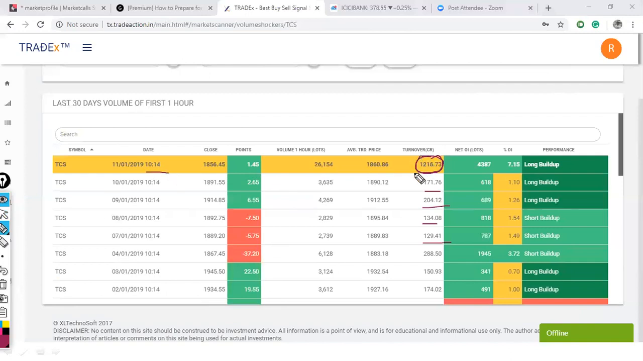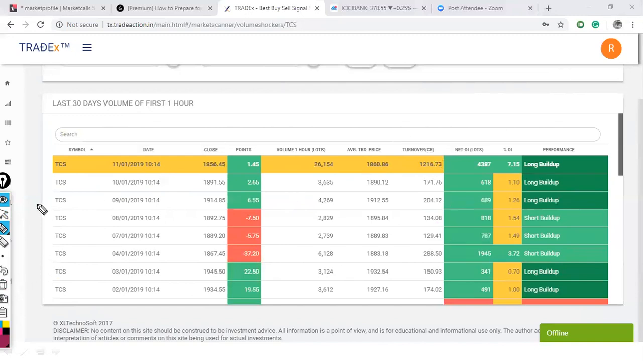If the turnover is more than the last 30 days of first 1 hour turnover, it measures all the first 1 hour turnover, and if the day's turnover is more than the last 30 days' average turnover, then in that case it gets highlighted. This scanner usually gets updated around 10:25 or so. By 10:25 you'll be able to get a picture about the turnover of Nifty, Bank Nifty, or any other stocks. So you can go back and check any other stocks.